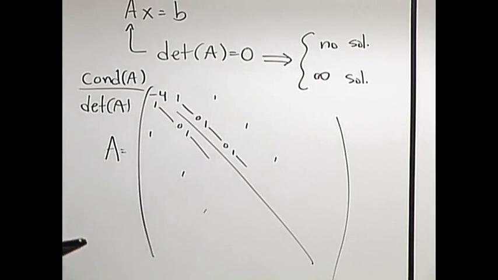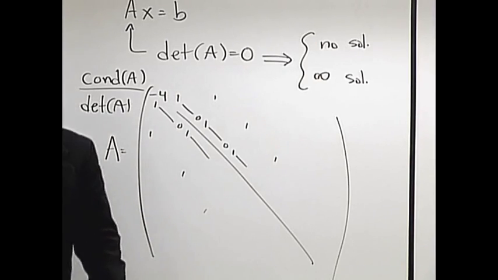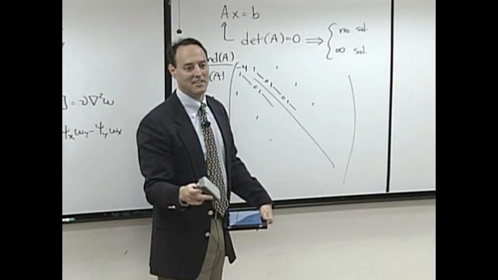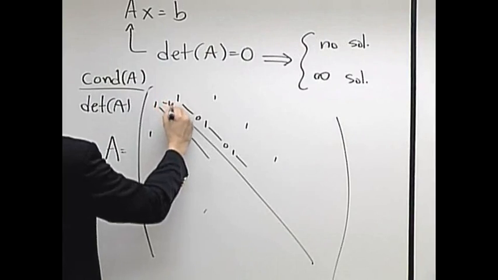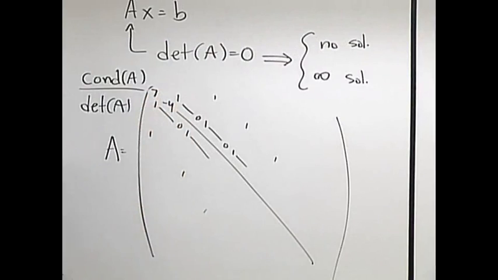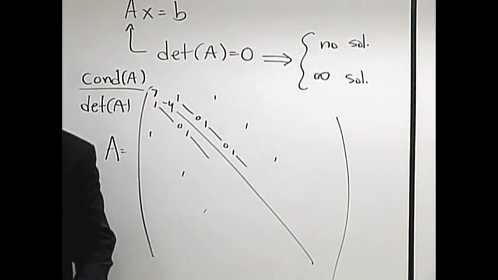So here we go. Taylor, what's your favorite number? 7. So I have all these -4s. Turn that into a 7. It is no longer singular.